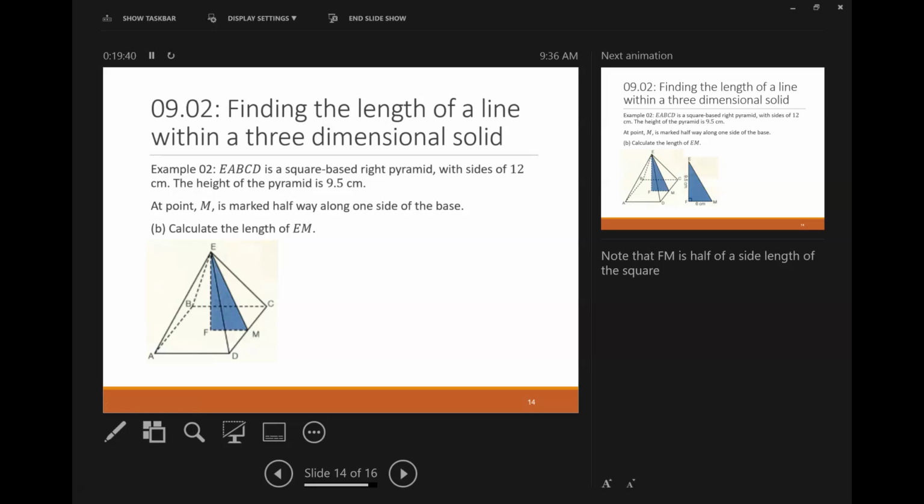Question B says M is the midpoint on one of these sides, and we want to calculate the length of EM. So again, I drew in my little calculation triangle. So we know EF, right? That's the height. We're looking for EM. Do we have enough information to find FM?